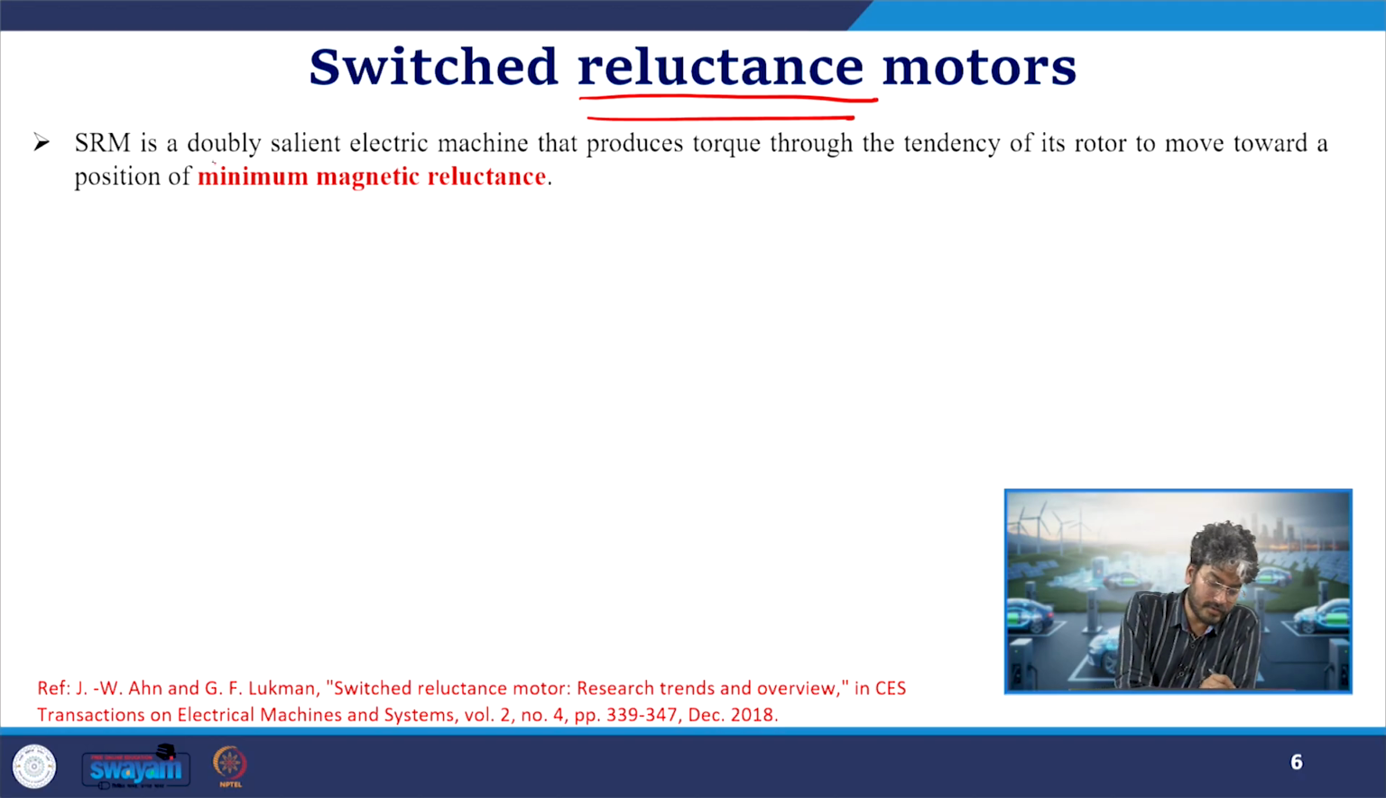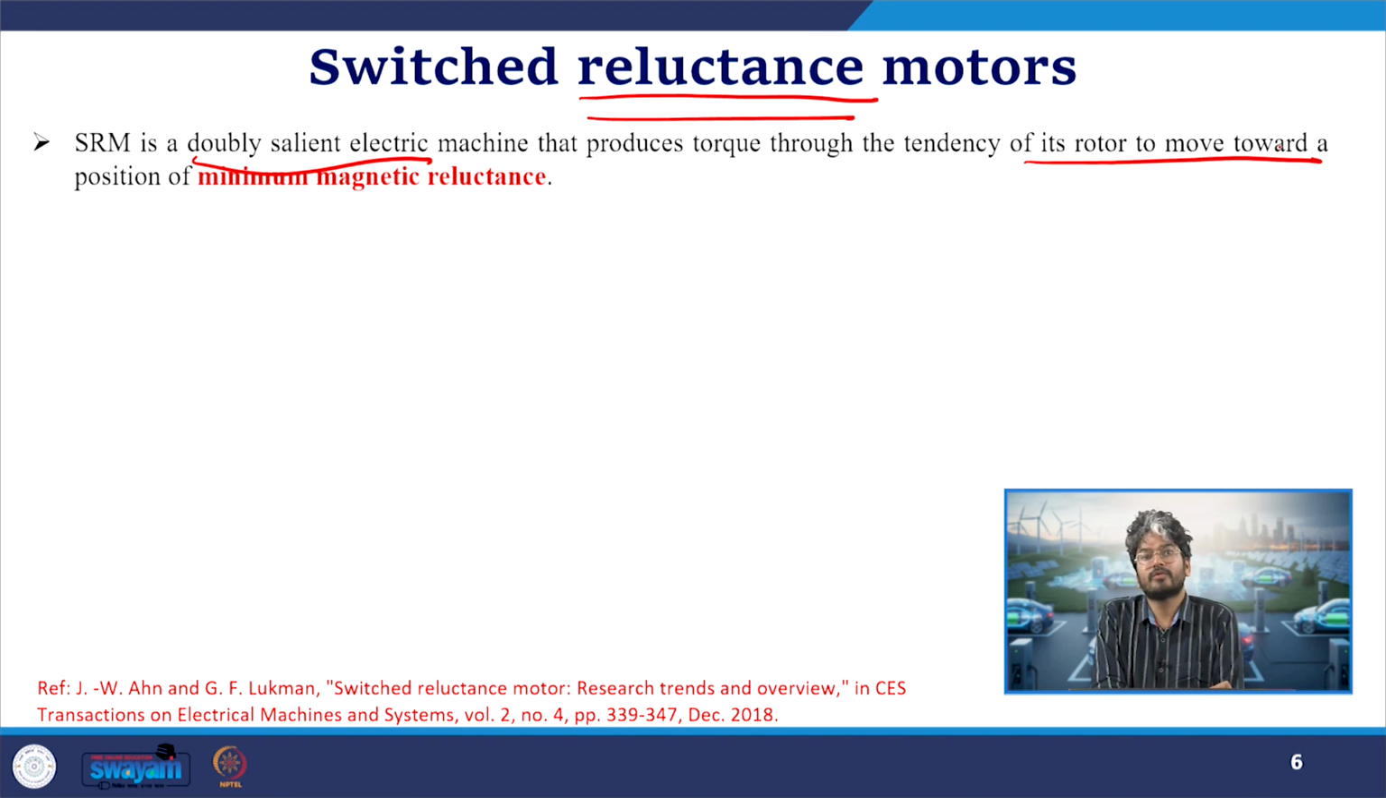So it is a doubly salient electrical machine. What is the meaning of doubly salient? The air gap will not be uniform on both the stator and rotor circuit. We will have some type of saliency. When the air gap is not uniform, we say it is a salient type of configuration. On both the stator and rotor we will have saliency in this case. That is why it is called a doubly salient electrical machine, which produces torque because of the tendency of the rotor to move towards a minimum magnetic reluctance path.